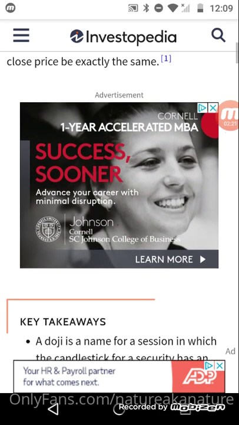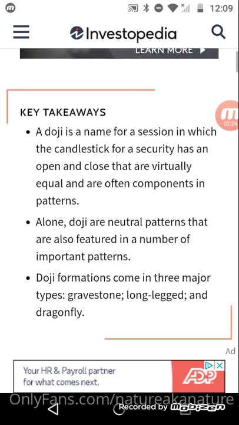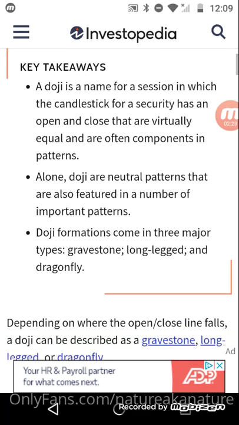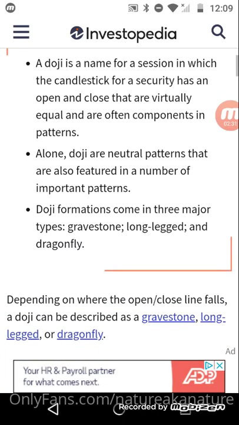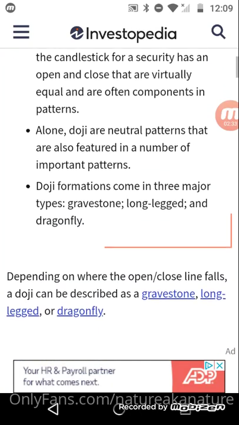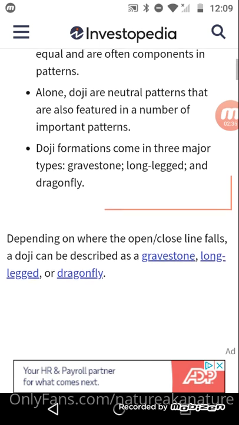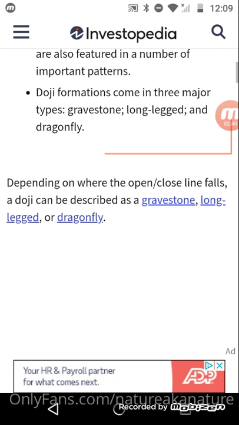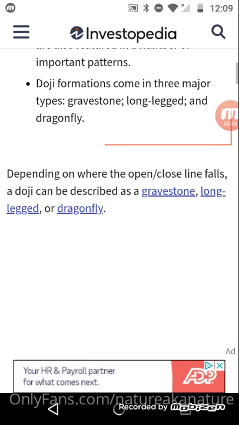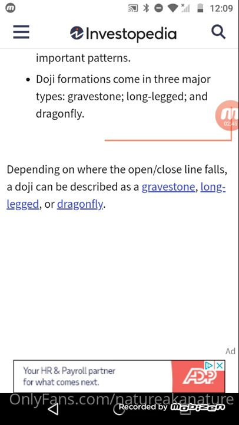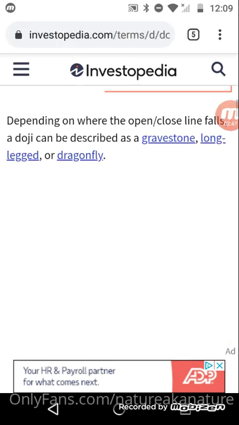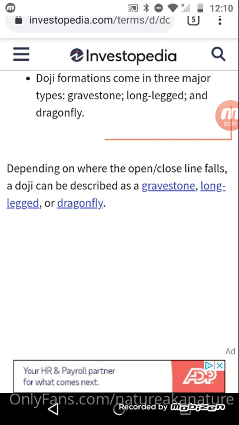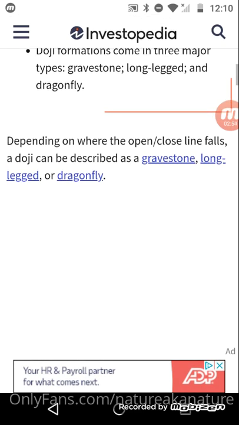So a doji is a name for a session in which the candlestick for a security has opened and closed at virtually equal levels and is often a component in patterns. Alone, dojis are neutral patterns that are also featured in a number of important patterns. Doji form in three major types: gravestone doji, long-legged doji, and dragonfly doji. Depending on where the opening/close line falls, a doji can be described as a gravestone or a dragonfly doji. So let's just go over long-legged doji real fast.